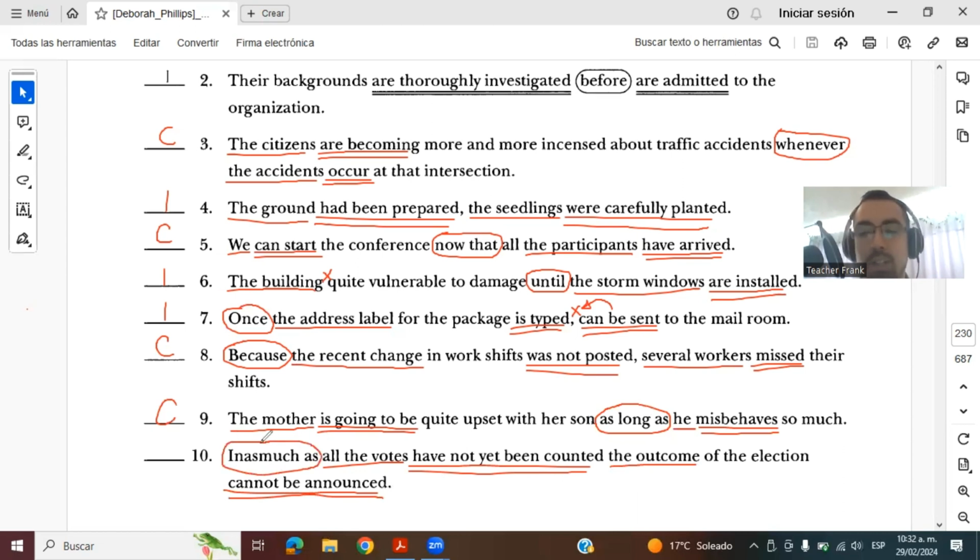Okay, up to here it looks correct, but there is one mistake. Do you see it? Exactly, the comma. We don't have a comma, right? And remember, when the adverb connector is in the beginning, we need a comma that separates the two clauses. So this one is incorrect because we are missing a comma. Yeah, no comma between counted and the.